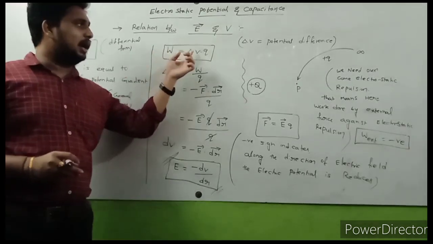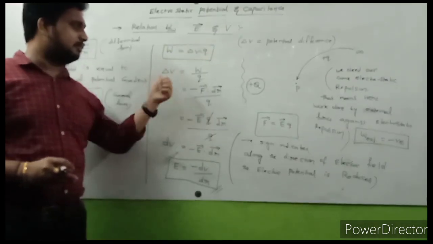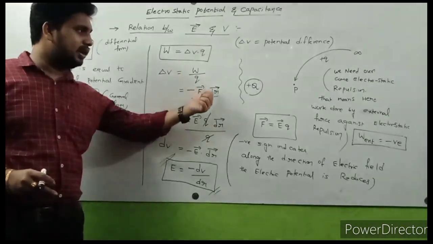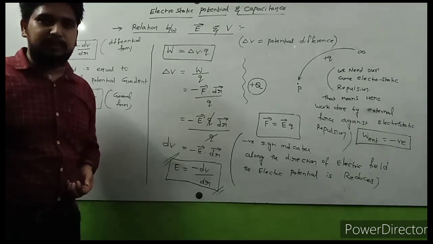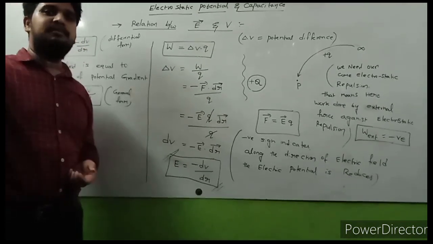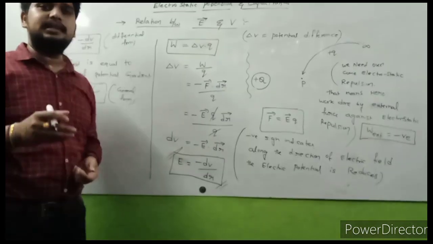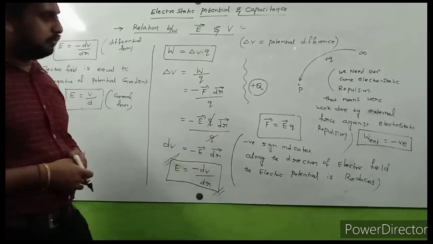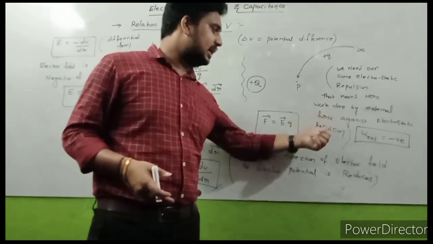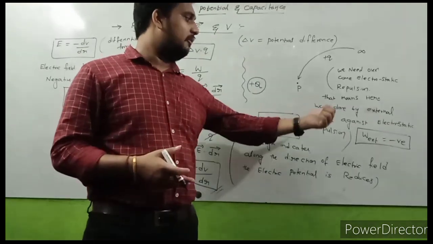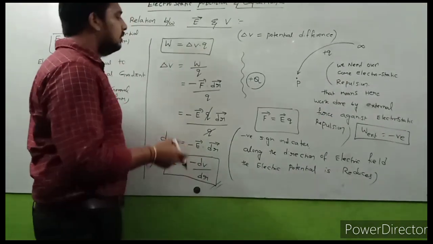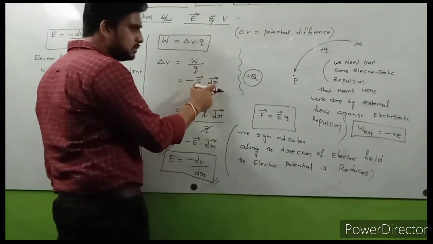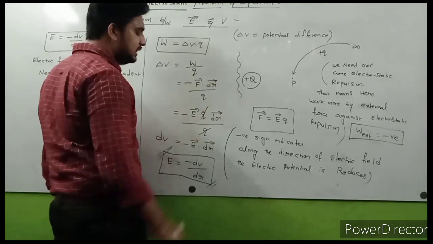Work done formula: potential difference into Q. Then potential formula is W by Q. Why do we consider minus F bar into dr bar here? Because we bring a unit positive charge from infinity to the point against the electrostatic force. We are moving against the electrostatic repulsion. That's why the work done by the external agent is negative here. So that's why we consider minus F bar into dr bar. You already know the work done formula, force into displacement. Here dr bar is nothing but displacement.